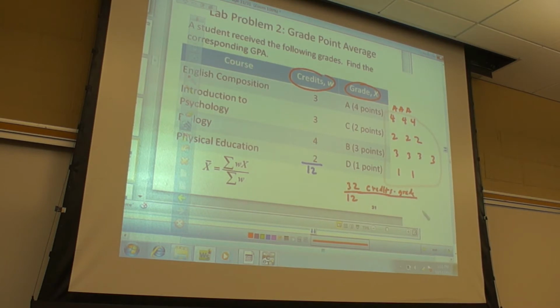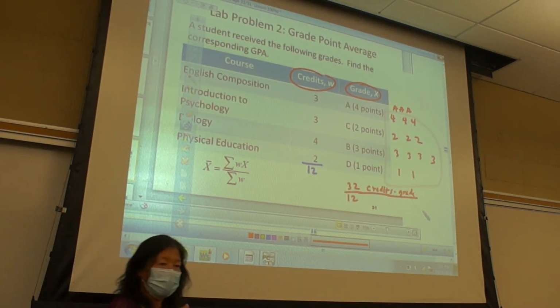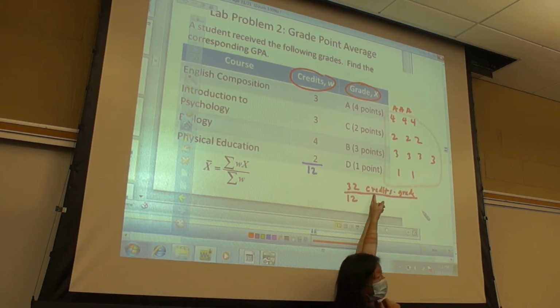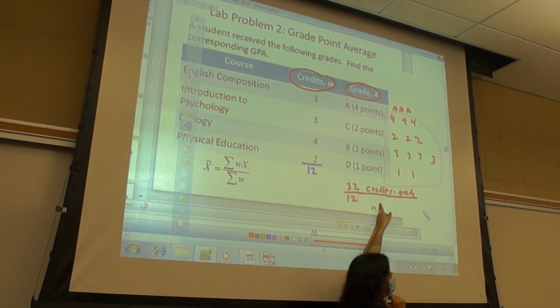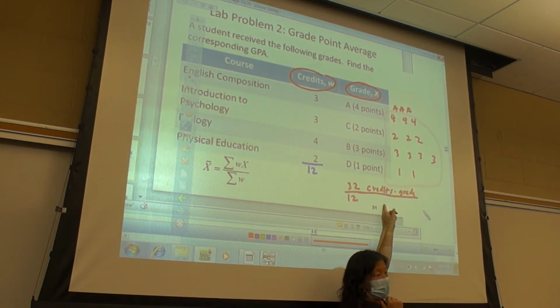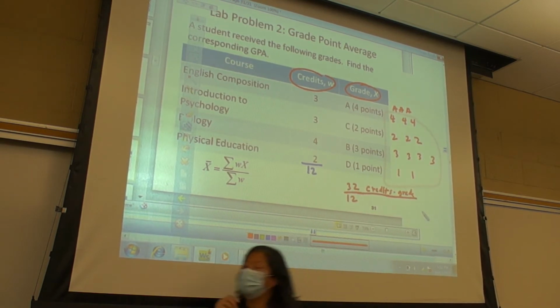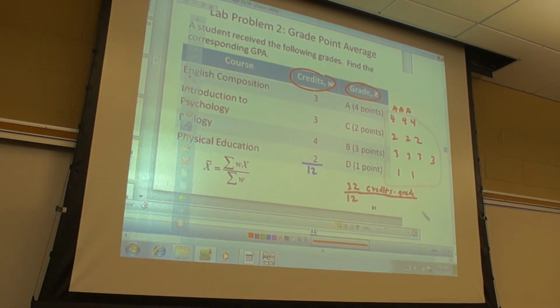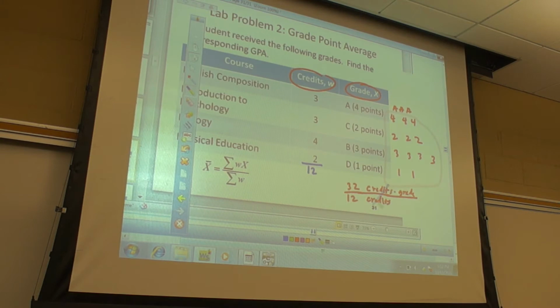Okay, what do I want? Do I want the average credits, or do I want the average grade? What am I looking for? The average credit or the average grade? Average grade, which means that I need to get rid of the credits. So it means I need to divide by credits so that I'm left with grades. Do you see what I'm saying? Because credit over credit is 1. They cancel out. So I need to divide by credits. How many credits are there? 12. So divide by 12 credits. Then these guys cancel out and go away. And I'm left with grades. So then I have my average grade.